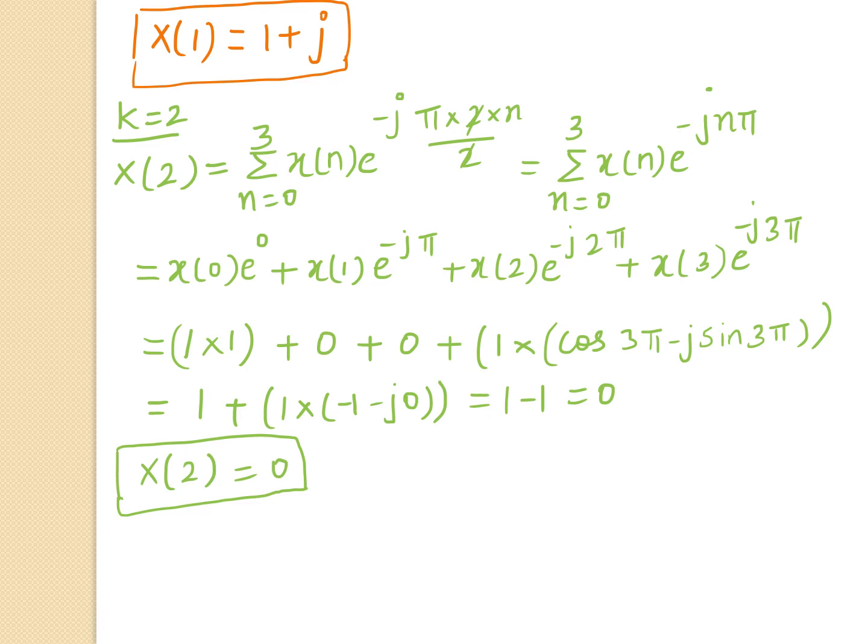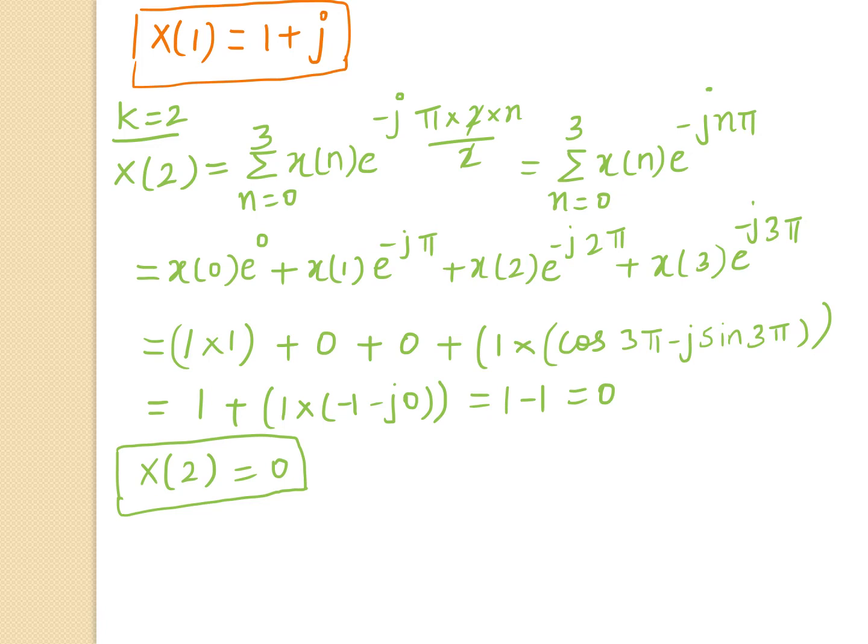Replacing the values of x of 0, x of 1, x of 2 and x of 3. So x of 0 is 1. So 1 into e power 0 is 1. So 1 into 1. And in here x of 1 the value is 0. So 0 multiplied with e power minus j pi also becomes 0. So totally it is replaced with 0. And x of 2 is 0. The similar logic is applied here.